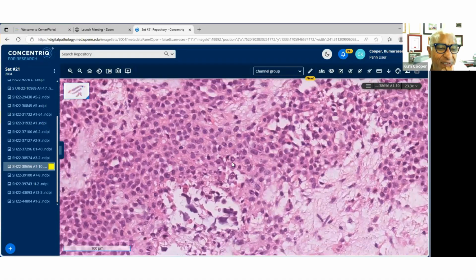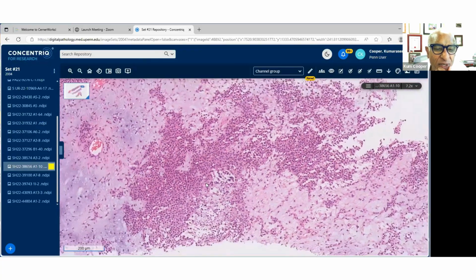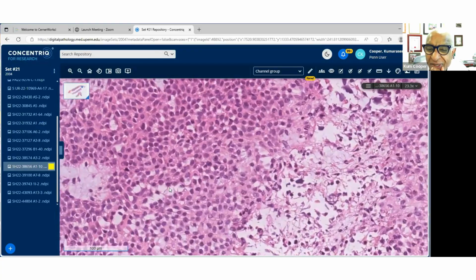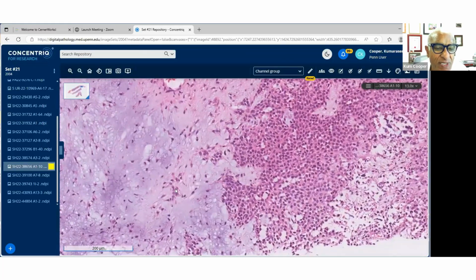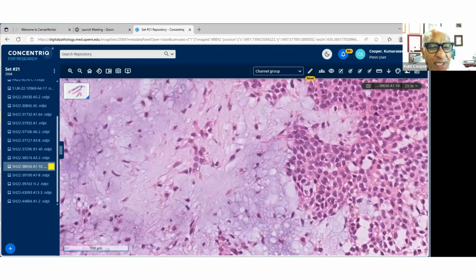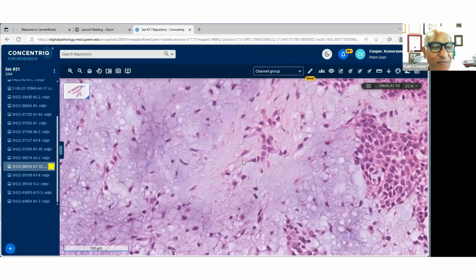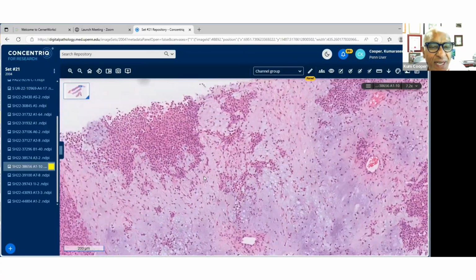Nice round nuclei with pink or eosinophilic cytoplasm. And then back to these less cellular areas where these cords extend into this myxoid stroma. This pale bluish grayish material is mesenchymal mucin, and you can see these cords merging with that. And then back to the more cellular areas. Any thoughts?